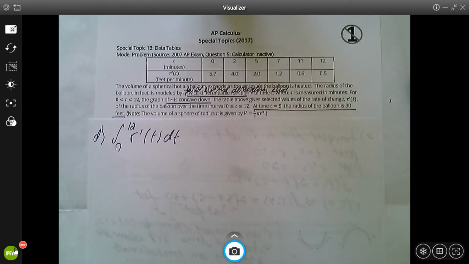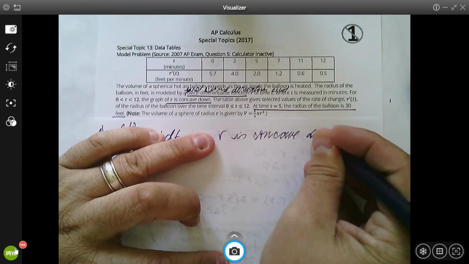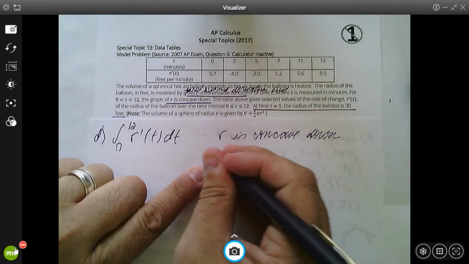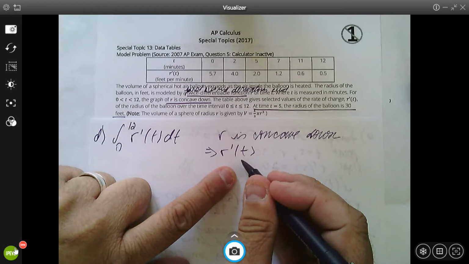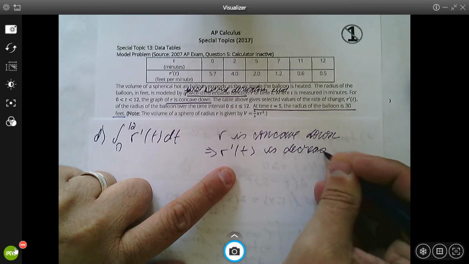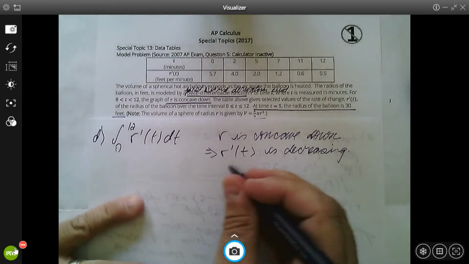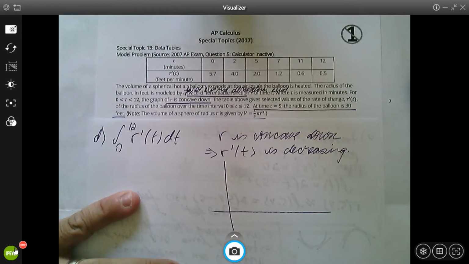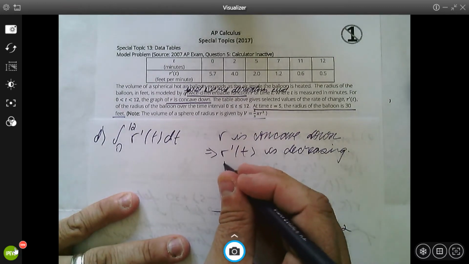Okay, what do we know? What we know is that r is concave down. That's what we were told. If r is concave down, well, what we're looking at is r prime. What do you know about r prime? R is concave down, r prime is decreasing. Okay, well, I don't know exactly what r prime looks like, but imagine for a second that I sketched r prime on the interval from t equals 0 to t equals 12. R prime must be decreasing.